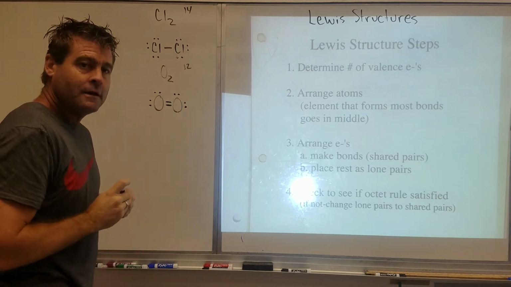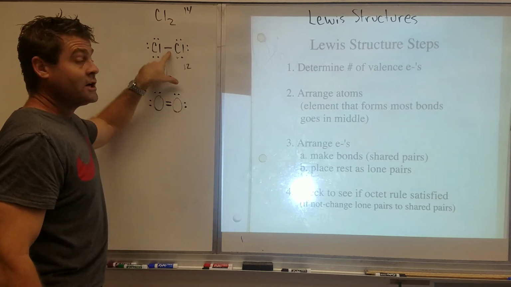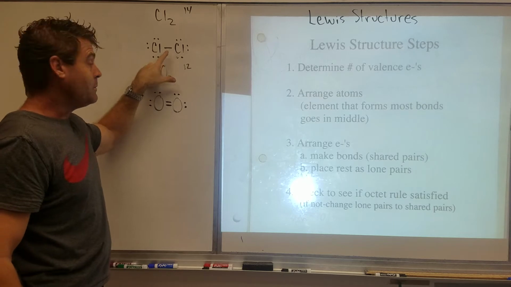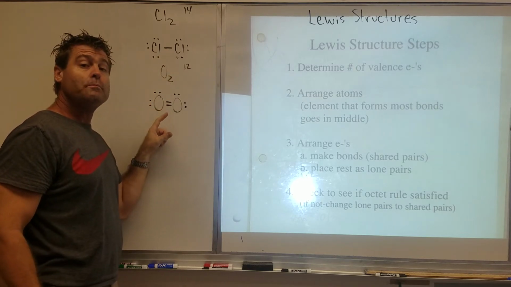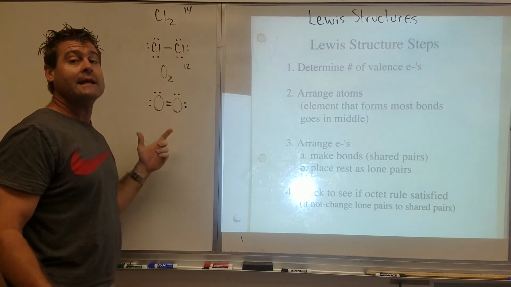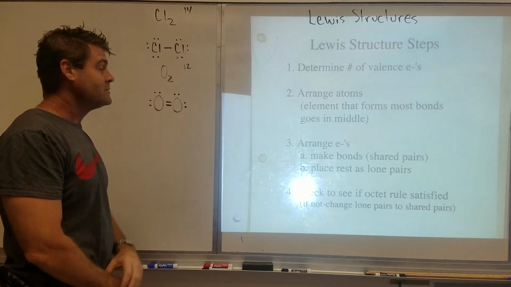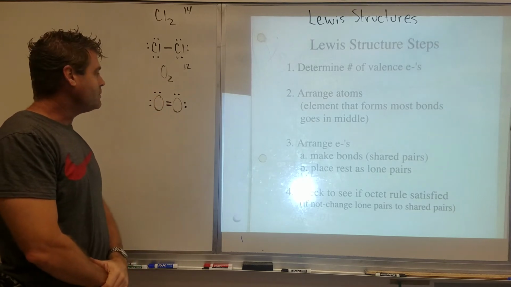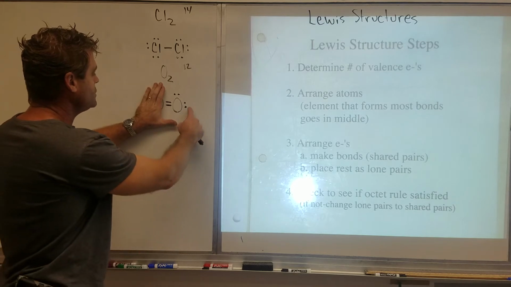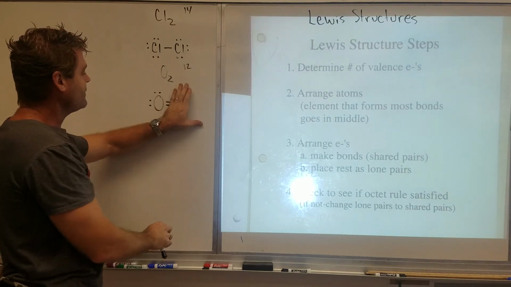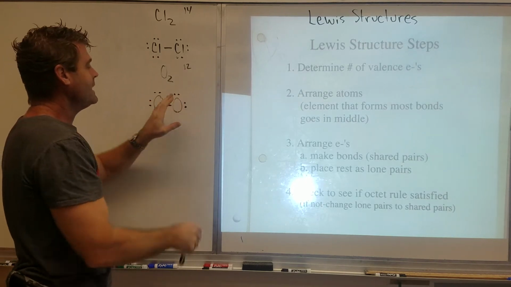You guys see that? So not only can atoms share 1 pair of electrons, which is called a single bond, they can also share 2 pairs of electrons. And that's what we call a double bond. So there's 2 bonds here, a double bond. Now let's see if it's satisfied. 2, 4, 6, 8. That's satisfied. Look at the next one. 2, 4, 6, 8. That's the octet rule.